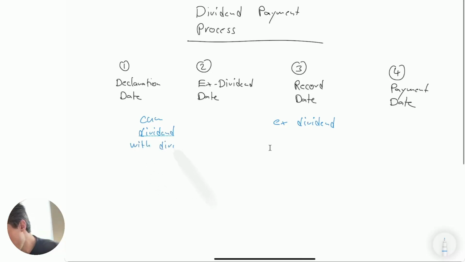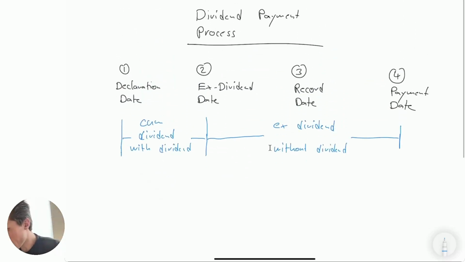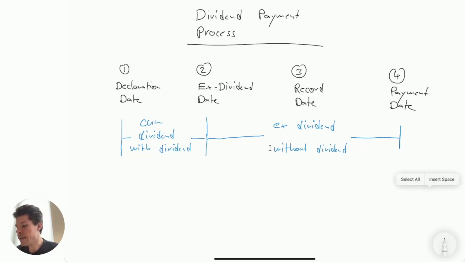With dividend, without dividend. And this goes from here to here. So if you are a shareholder here, or even before, then you are entitled. If you buy the share here, then you are not entitled. So the ex-dividend date is very important, because this is the date where some investors are entitled, some investors are not.